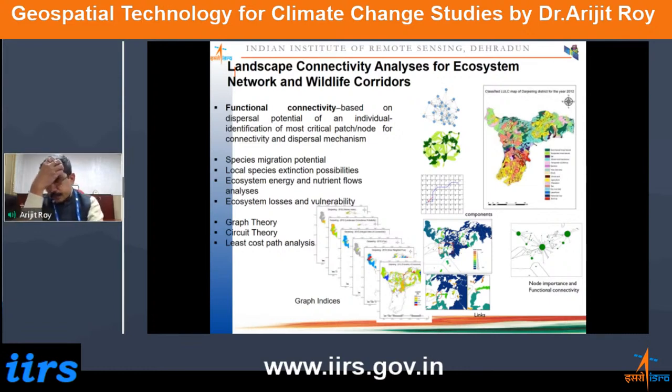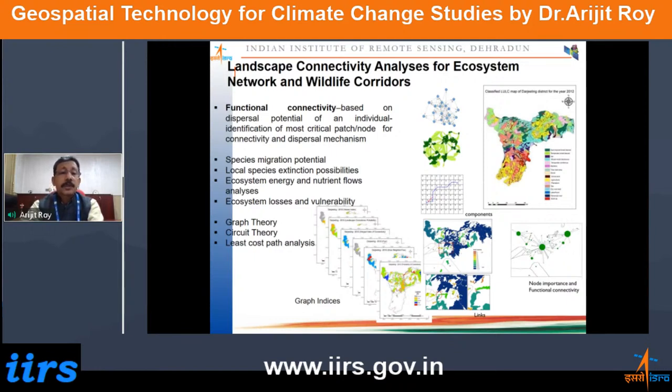Another area which is very, very important when we talk about vegetation and the migration of species is connectivity. So how do we estimate connectivity? There are two types of connectivity. One is structural connectivity, where we have the actual connectivity in the form of vegetation cover. And another is functional connectivity, which is based on the dispersal potential of an individual species from one patch, or one natural area, to another natural area.